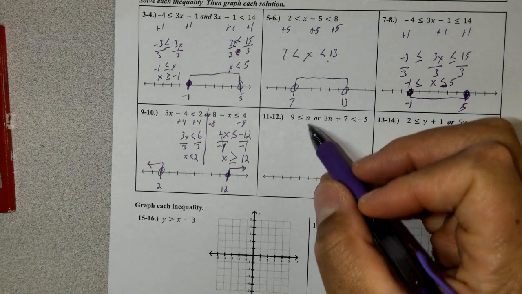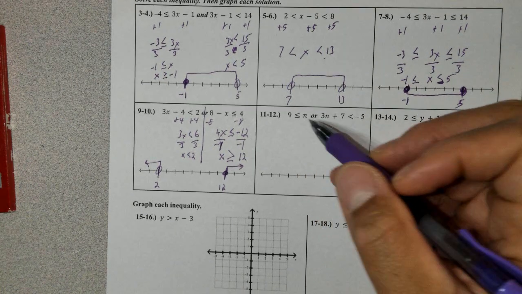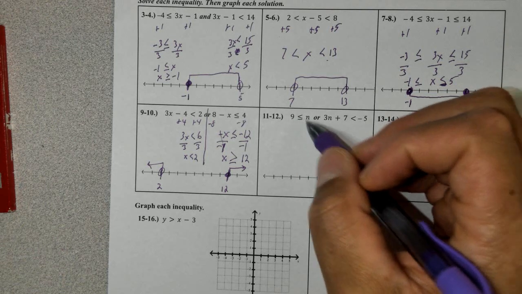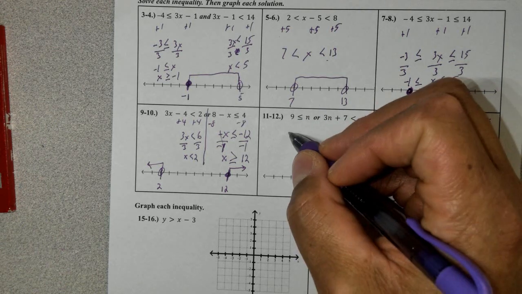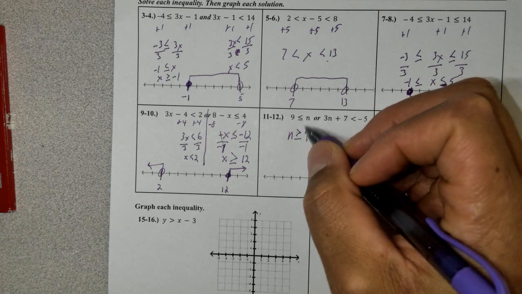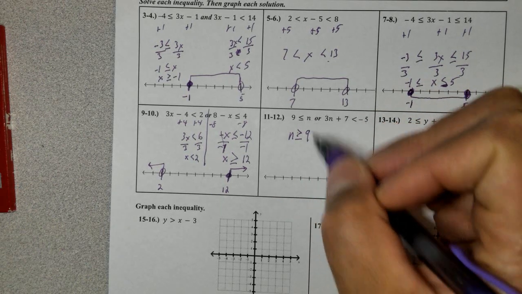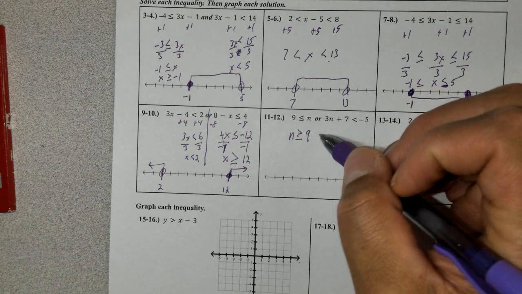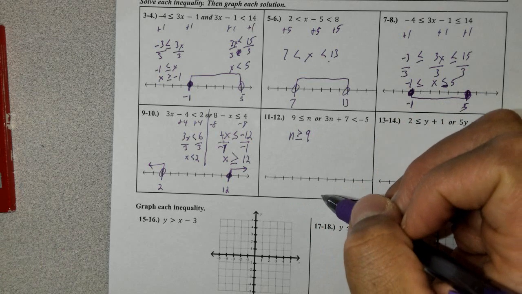Speed of the devil. I got 9 is less than or equal to n, or 3n plus 7 is less than negative 5. I'm going to start with this. This is actually solved, but I want n is greater than or equal to 9. And again, this is right off the quiz. We have one just like this. I think the only difference is it's r instead of n. Okay? So flip it around so I know which way to shade.